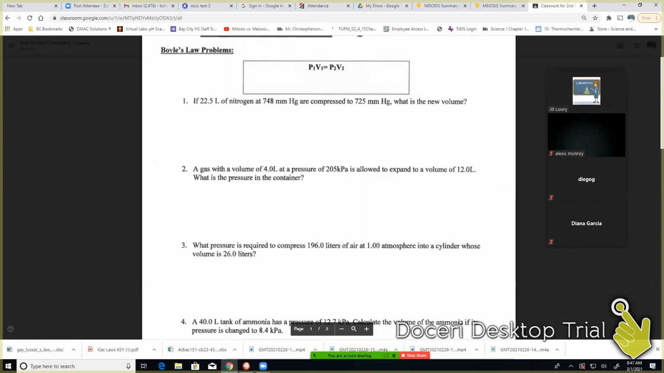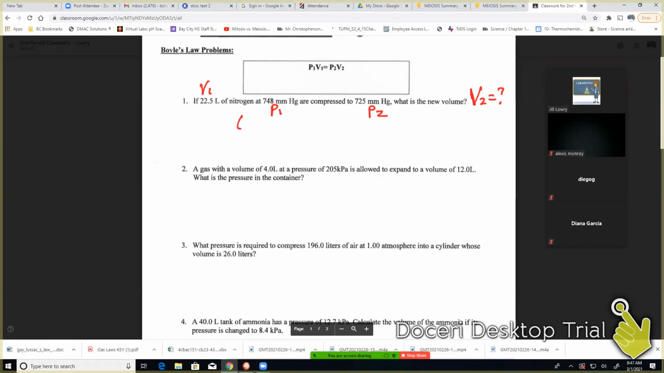If 22.5 liters of nitrogen at 748 millimeters of mercury are compressed, so that's my V1, that's my liters. Millimeters of mercury is a pressure, so that's my P1. And then it says it's compressed, so pushed together to 725 millimeters of mercury. So that's my P2. What is the new volume? So that means my unknown, what I'm trying to find, is my V2.